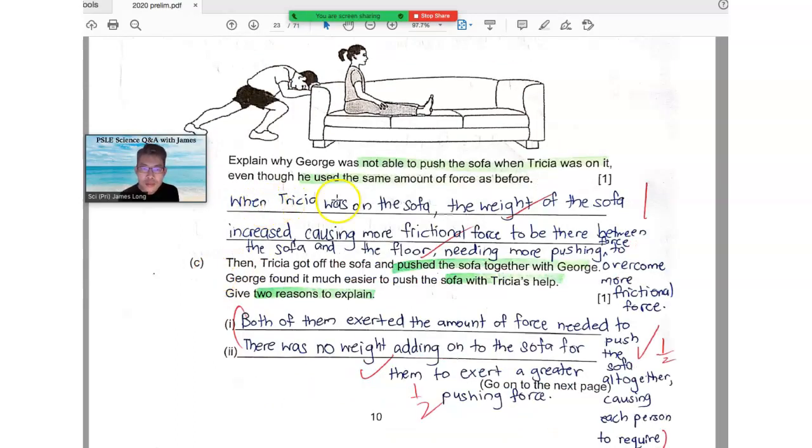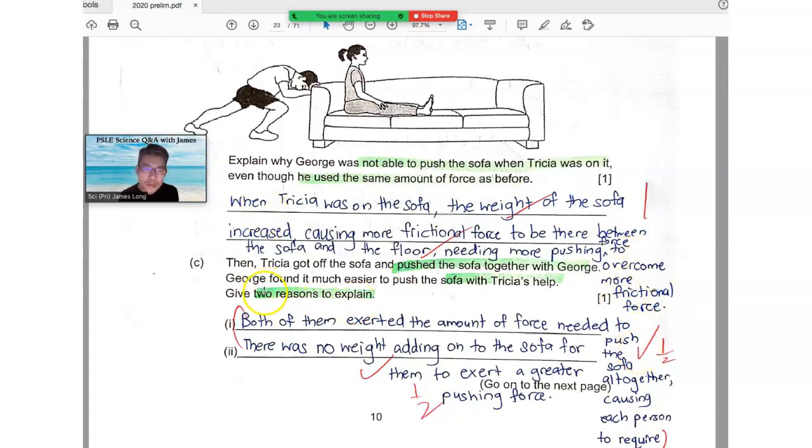So this is a good answer. When Tricia was on the sofa, the weight of the sofa increases, so causing more frictional force to be there between the sofa and the floor. So yeah, that's already 1 mark. But she went on to explain further, which is good, so I use hers to explain to you. So needing more pushing force to overcome the frictional force to push the sofa all together. Okay, up to this point.